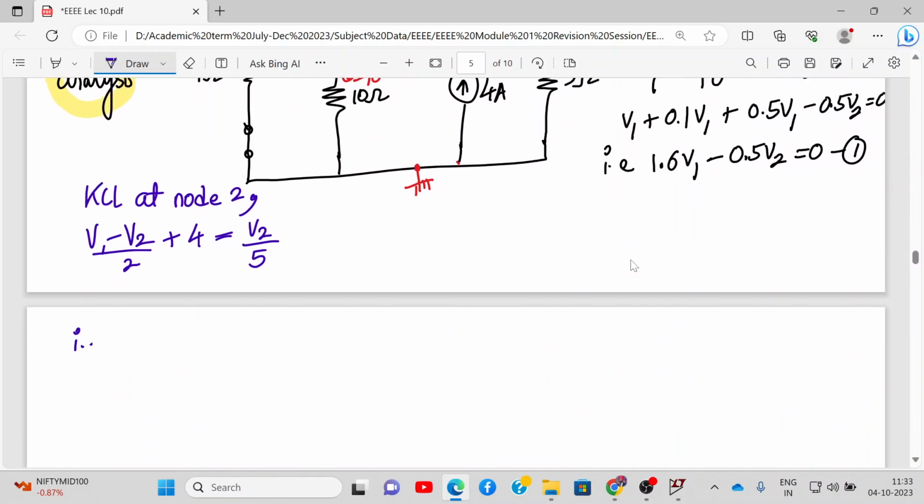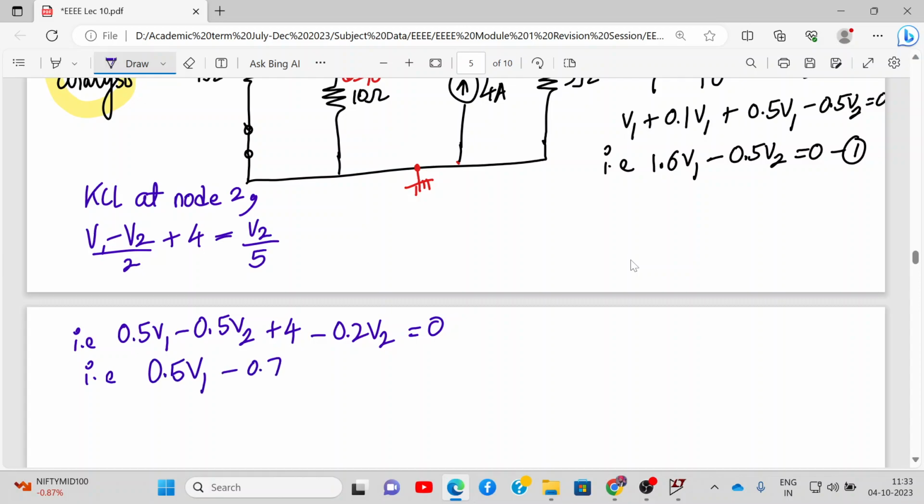Here we don't put fractions, we'll just divide this. It will be 0.5 V1 minus 0.5 V2 plus 4 minus 0.2 V2 is equal to 0. Now we club the terms, so you'll get 0.5 V1 minus 0.7 V2 is equal to minus 4. Let's call this equation number 2. So we have two unknowns, two equations, V1 and V2 we need to find.